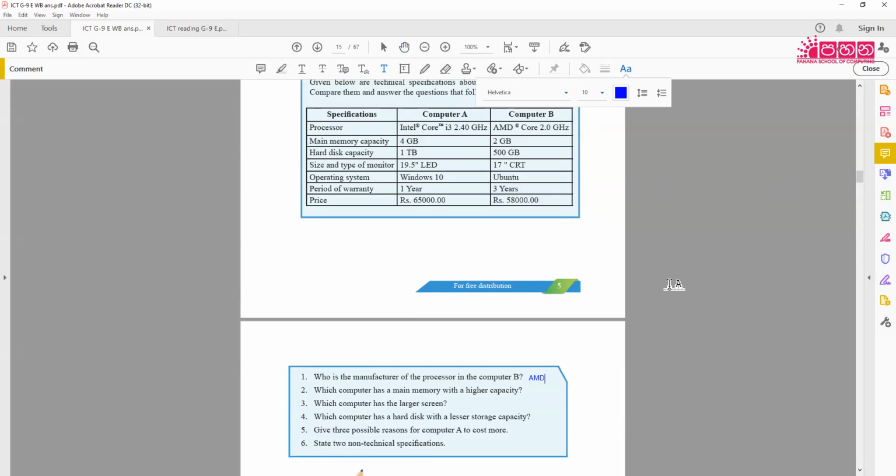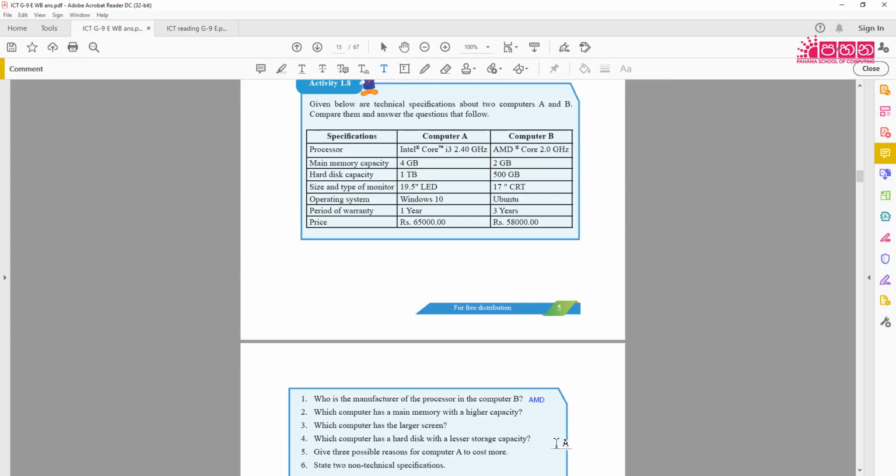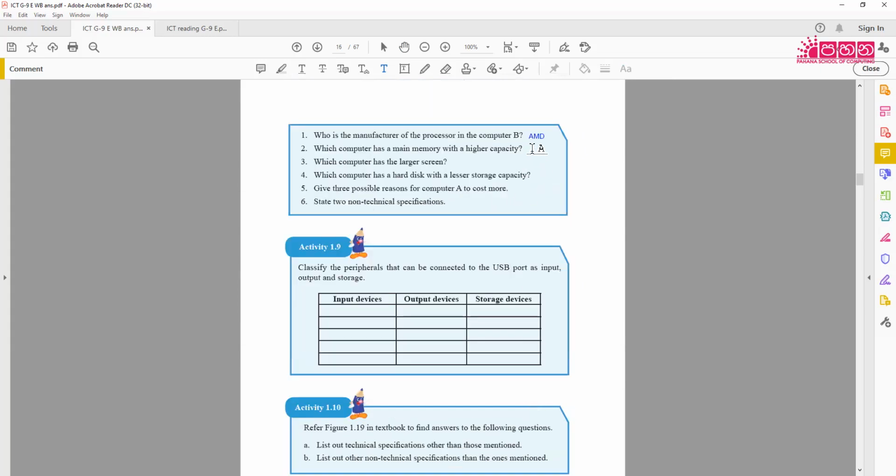Which computer has a main memory with higher capacity? Now, main memory meaning RAM, higher capacity. Is it computer A or is it computer B? Computer A. Yes, it should be computer A. Why? Computer A, you have 4 gigabytes. Computer B, you have 2 gigabytes. So the answer for the second one, question number 2, it's A.